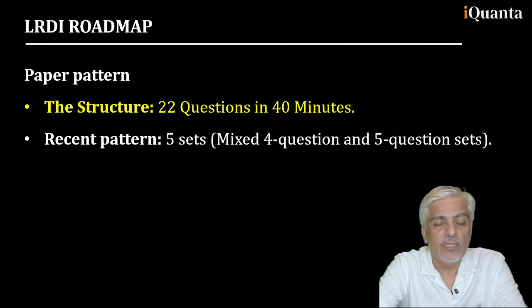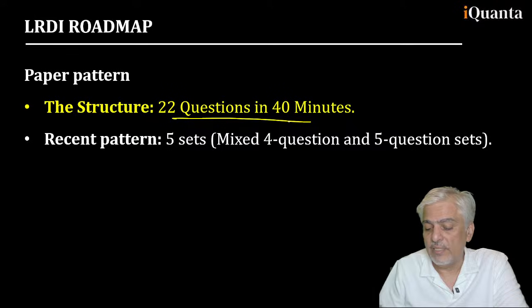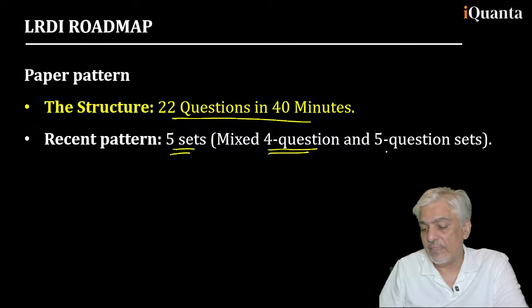Okay. CAT paper pattern, the structure: obviously there are 22 questions in 40 minutes. What is the pattern of these 22 questions? 5 sets, some with 4 questions and some with 5 questions.